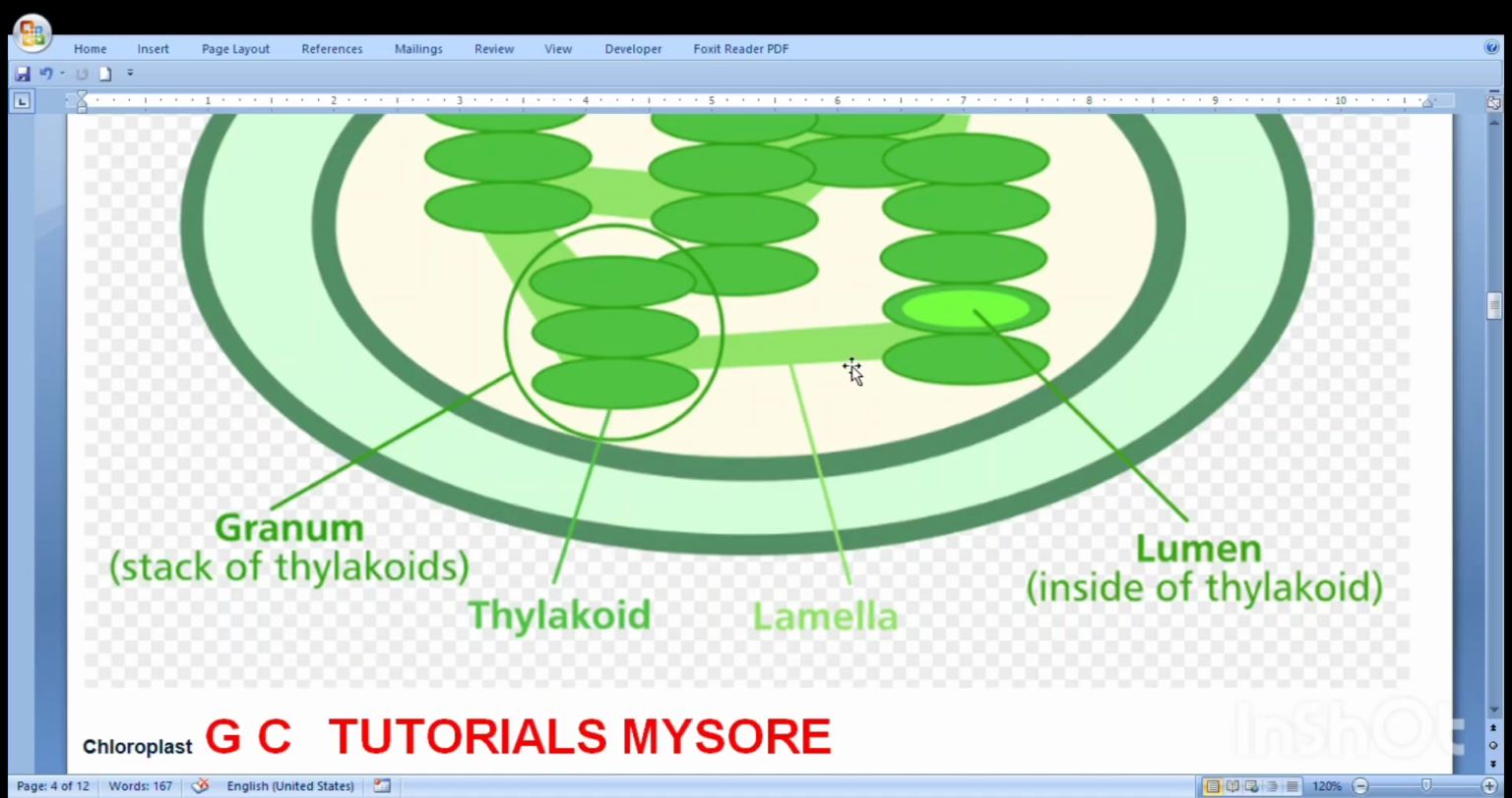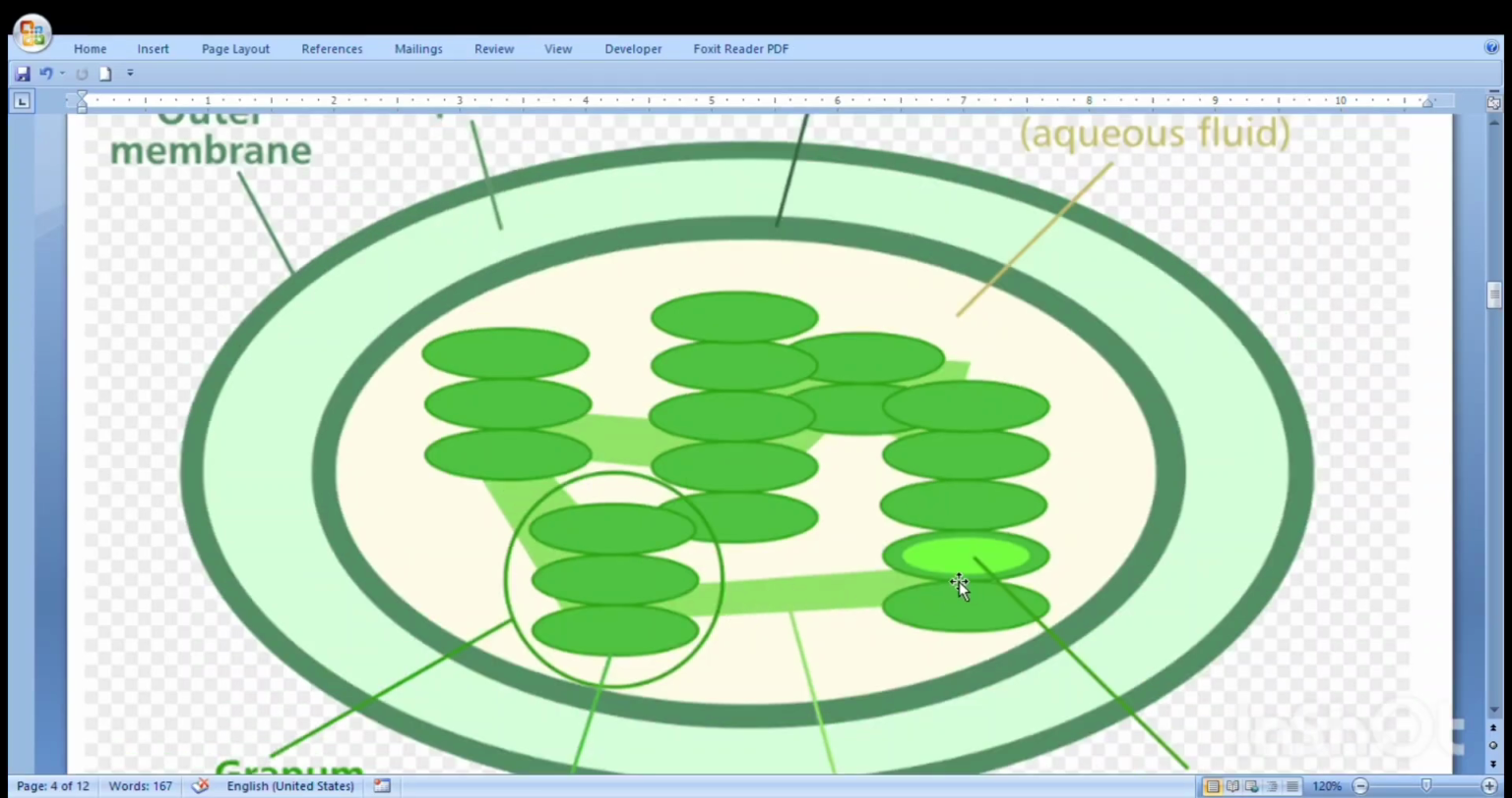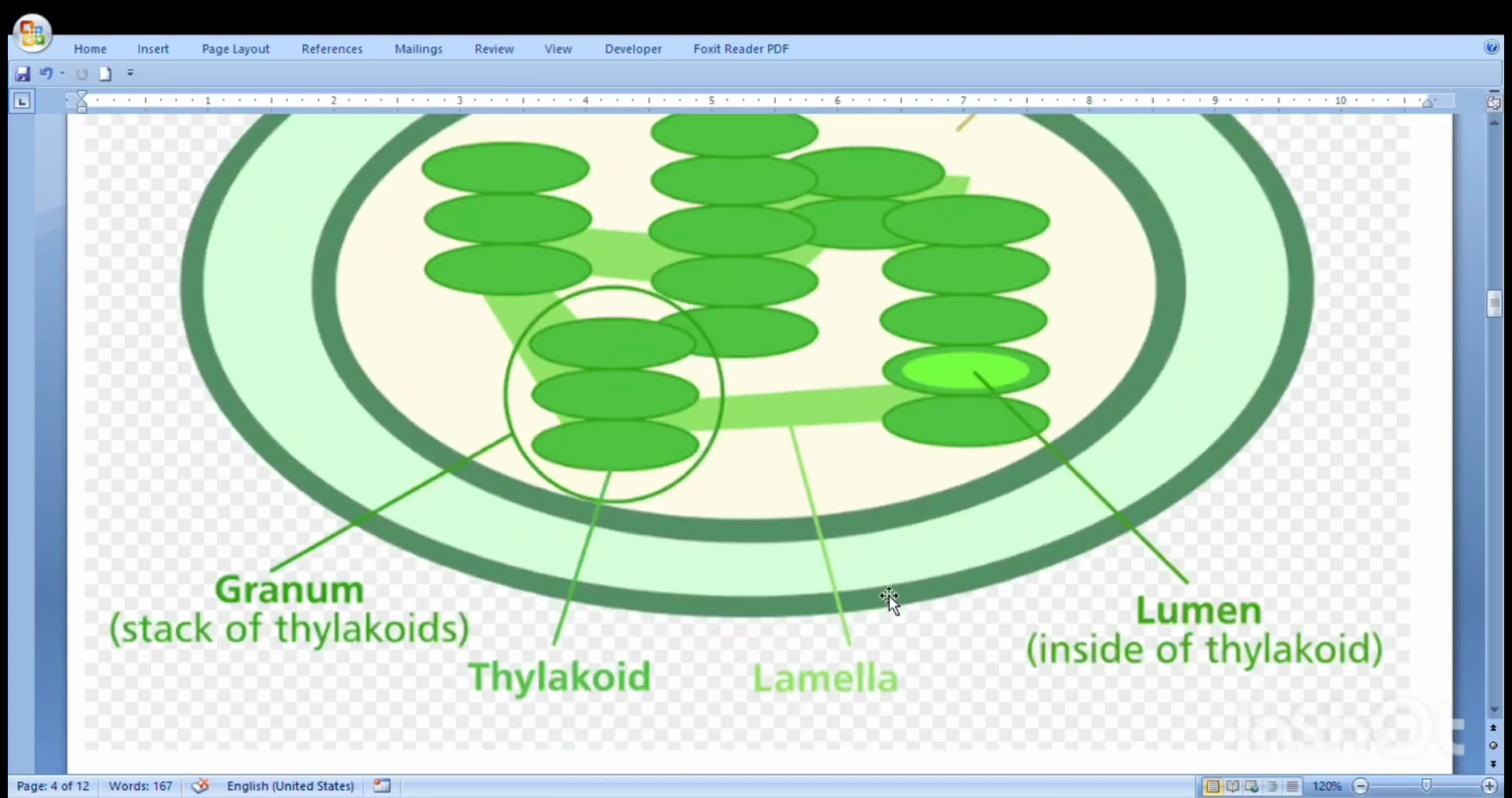So this bonding-like structure, a light color bonding-like structure, is present. That is a lamella. Inside the thylakoid, the lumen is present. This area is considered as a lumen, meaning inside the thylakoid membrane is considered as a lumen.